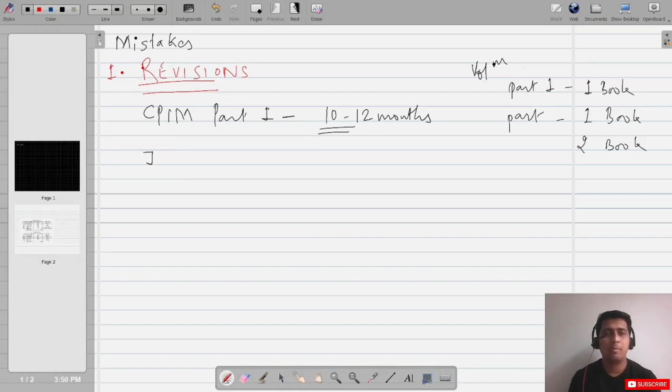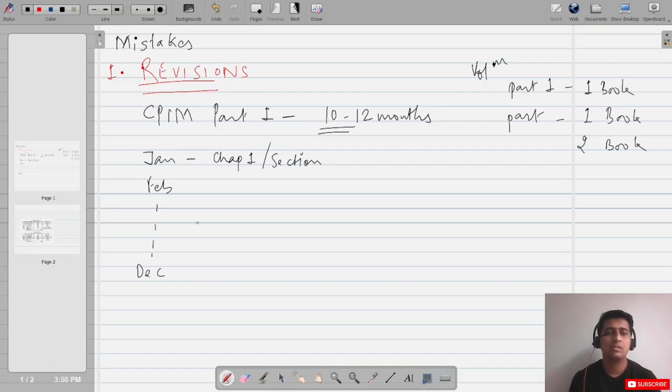Now suppose you start preparing in January, that is Feb, then March, April, May, June, July, and you are somewhere around December, right? And you have read something here in January. Suppose chapter 1 you have read here, and you haven't done any revision of chapter 1 or section 1 till the time December comes, right? You have read a second chapter, third, fourth, and by the time you are here, suppose you have completed 20 chapters, right?